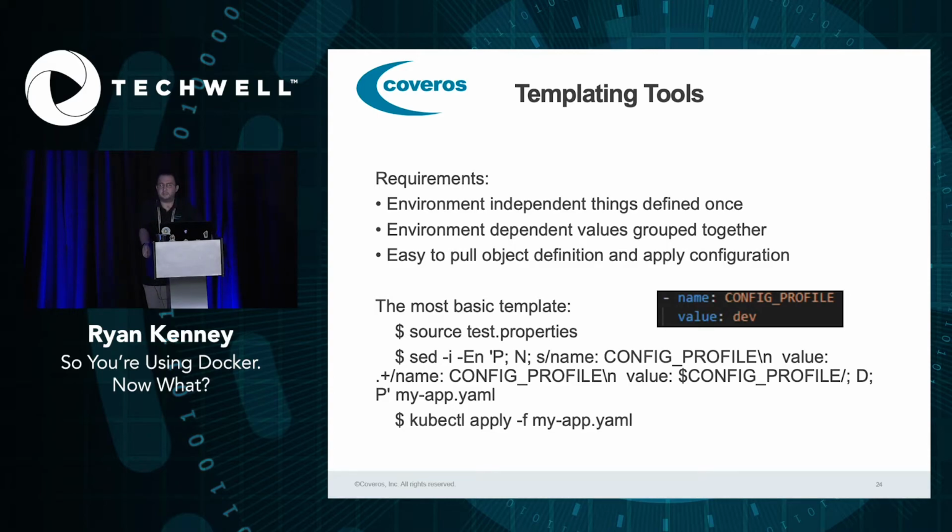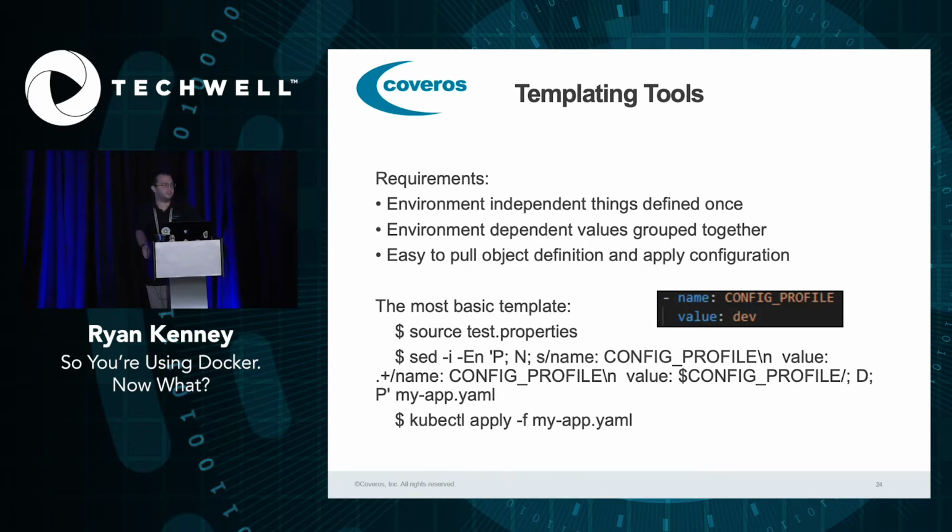But we also want to be able to take those environment-dependent values, group them together by environment, and then be able to apply them at some point later. So I pull down an object definition, I take the configuration for a specific environment, I combine them, and I go, right? Kubernetes makes it easy. Again, if I can get a YAML file that represents a particular environment, it's a one-liner. So all we need is a tool that can handle the other two parts.